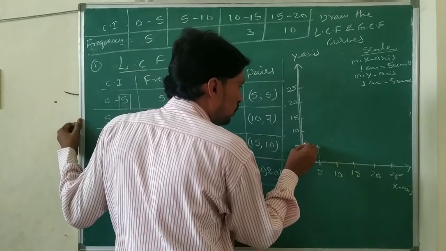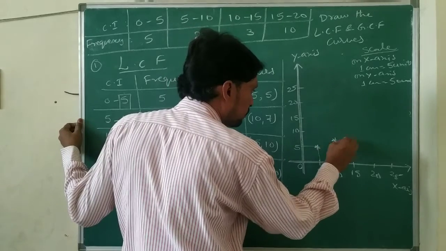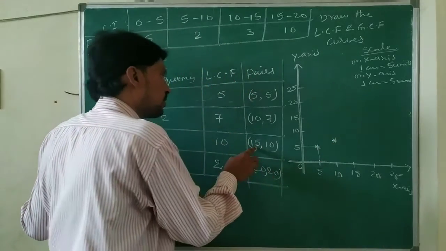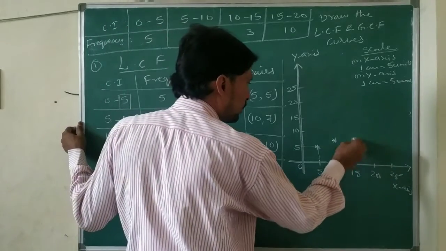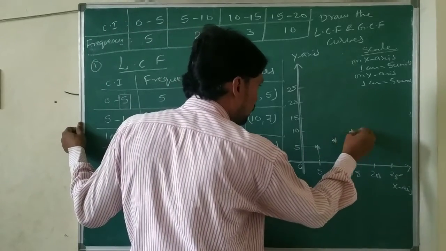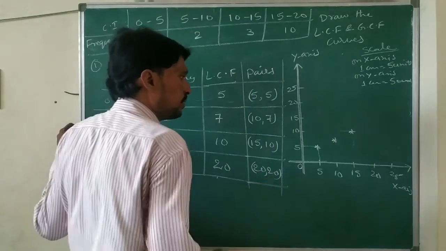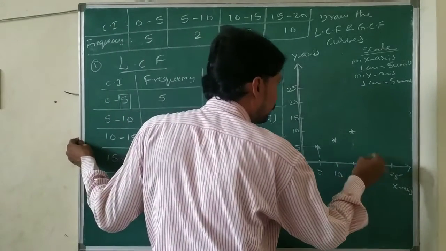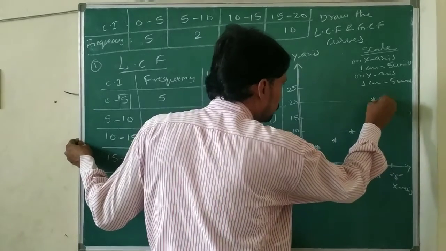So here 1, 2, 3, 4 lines afterwards we are getting, means here we are getting. Next one is (15, 10). So the x-axis is 15 and the y coordinate is 10. So you can get here. Next, the last pair is (20, 20). The x coordinate is 20, y also 20. So here we are getting.